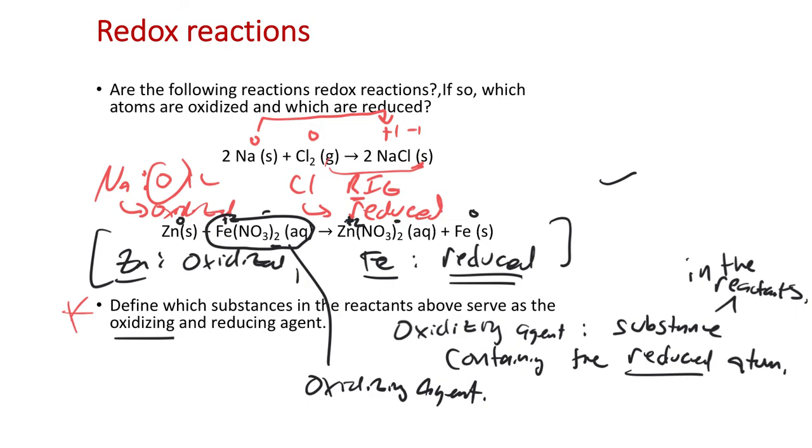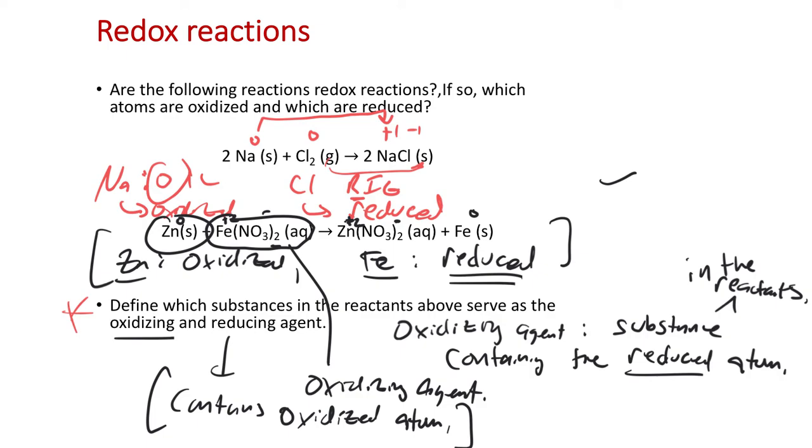And so by corollary, the reducing agent is the substance in the reactants that contains the oxidized atom. That would be zinc solid in that second reaction. So zinc solid would be the reducing agent. And so the word agent just kind of flips which one's oxidized versus reduced, but it's because it's the facilitator of that thing. So the oxidizing agent is reduced, and the reducing agent is oxidized.